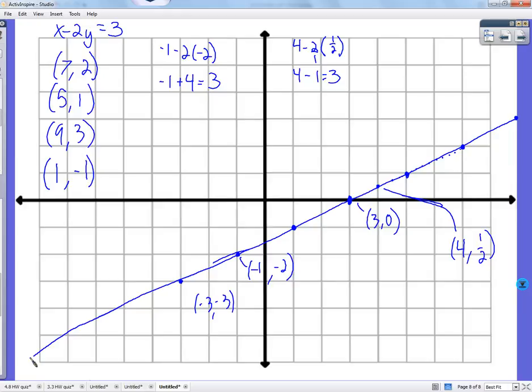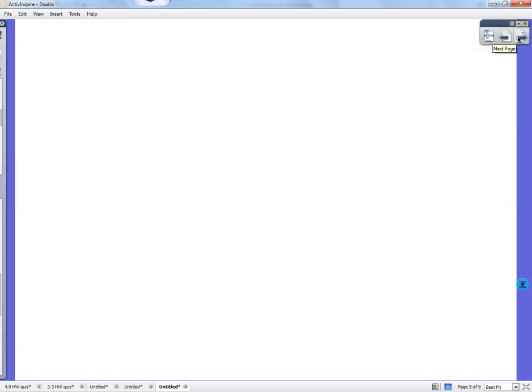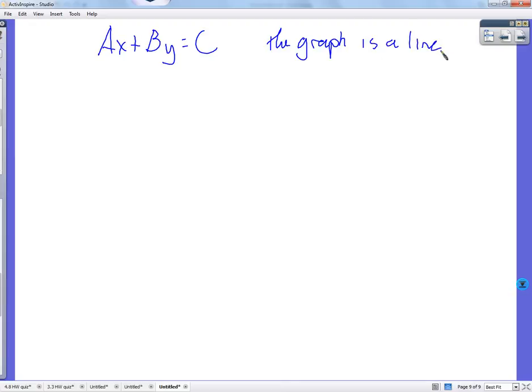Our suspicion was correct. That was also a line. When we graphed all the solutions to that equation, we also got a line. And if you can write an equation, a number times x plus some other number times y equals some constant, then what do you think the shape of that graph will be? What's your guess? Say it out loud. What's that? A line. Okay? So the graph is a line. Okay, that's why we call this a linear equation.